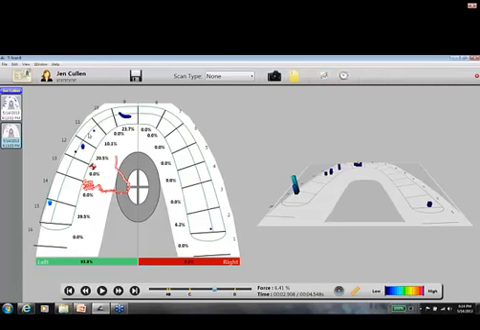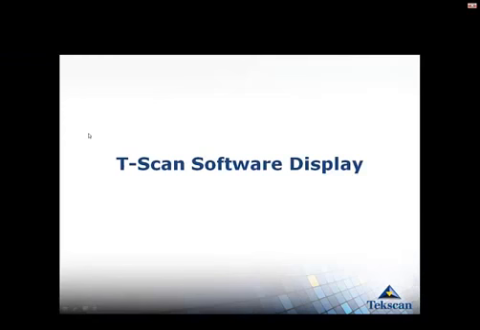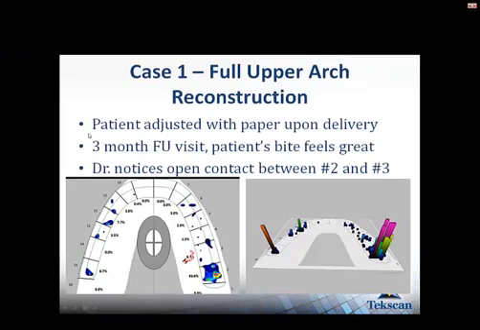So let's do this now. Let's go back into the presentation. I'm going to go through a couple cases of doctors that are using T-scan so you can see the adjustment process. This is a full upper arch reconstruction patient. And the reason why I like to use this is because whether or not you are doing this type of dentistry, it really applies to even if it was a single crown.